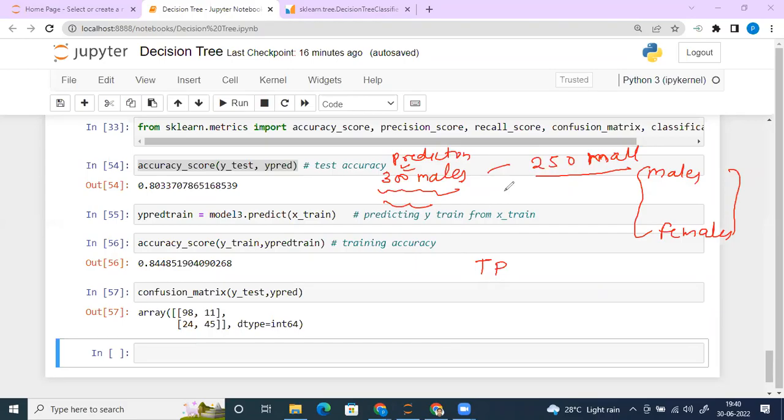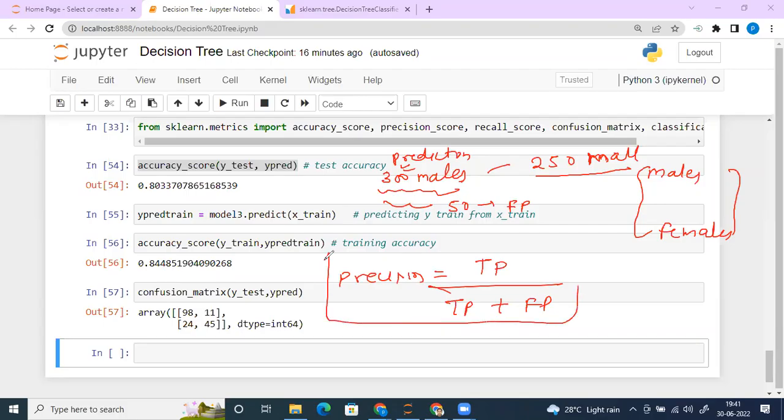When 250 are correct, that means the rest 50 are incorrect. This we will call false positive. So what is my precision? Precision is true positive upon true positive plus false positive. Clear, everyone? Out of the total positive predictions, how many are actually true positives?